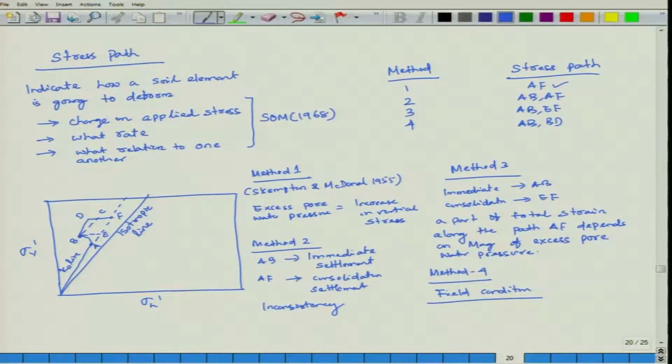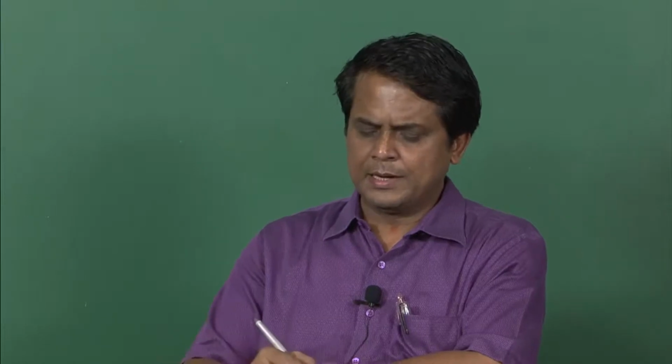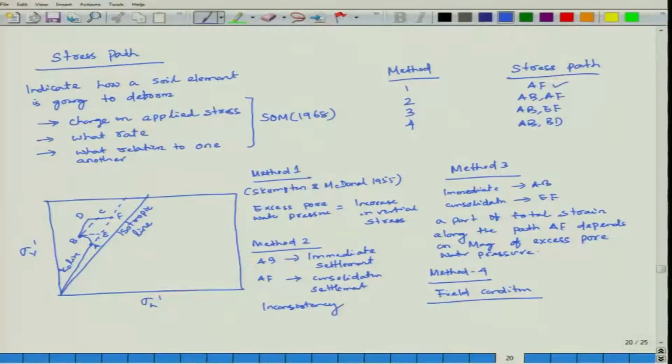So, method 1, method 2, method 3, method 4, all are your one dimensional consolidations. In method 1, a very simple assumption: the rate of increase in stress is equal to your increase in excess pore water pressure. Suppose you apply 10 kilonewton per meter square, then 20 kilonewton per meter square, it is a kind of linear. So, with that proportion excess pore water pressure will increase. So, it is an assumption of one dimensional consolidation. Method 2, AB is your immediate settlement and AF is your consolidation settlement.